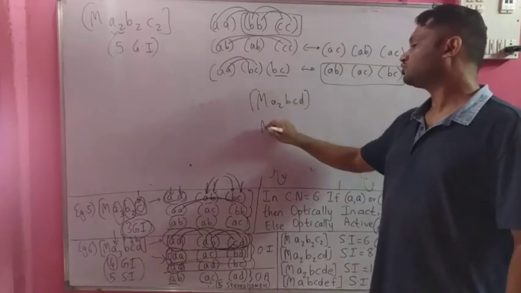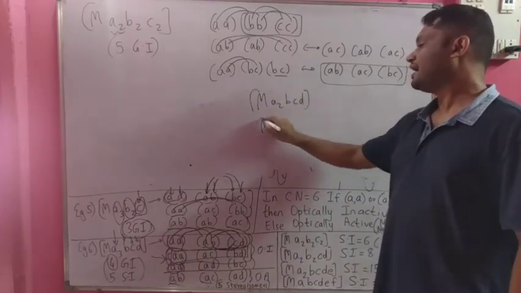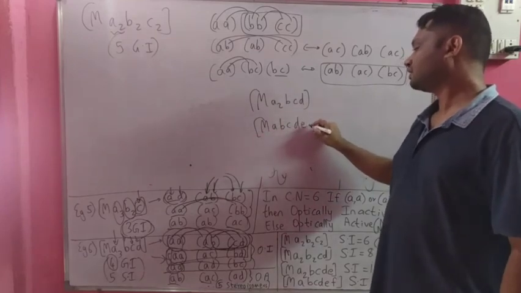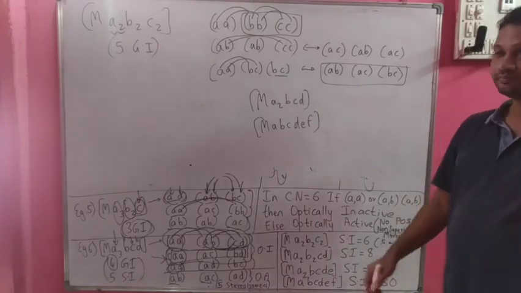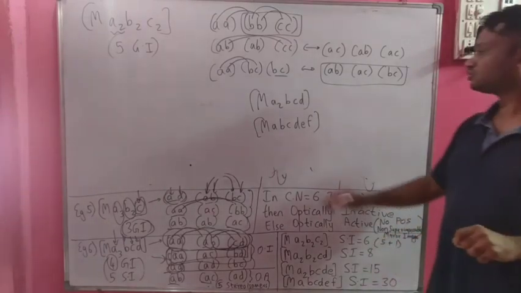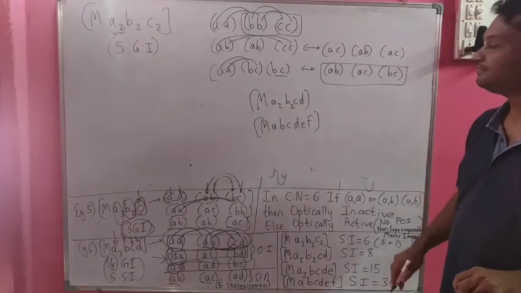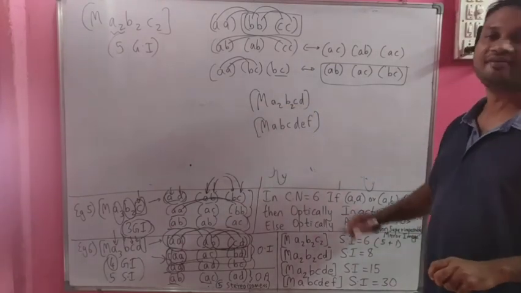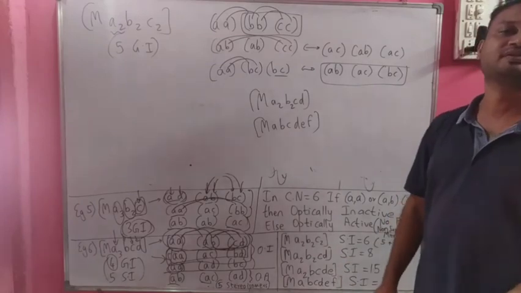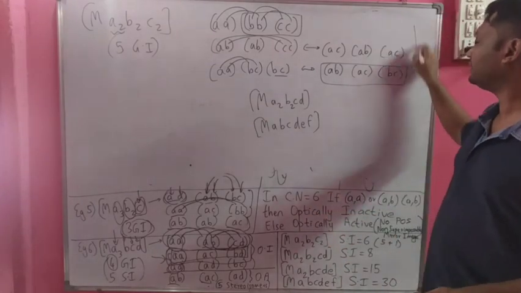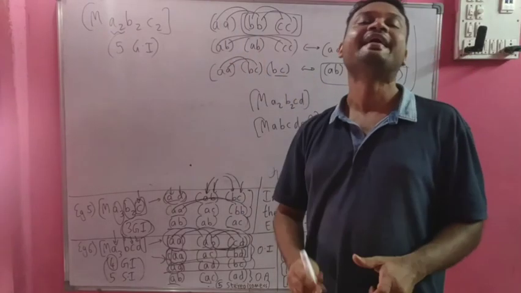MA2BCD. We can also find geometrical isomers for MABCDEF. This is also possible. So this is how we'll find the geometrical isomers for various possibilities. MA2B2CD, MABCDEF. So these are the various possibilities. So we can find geometrical isomers for various combinations based on the method we discussed.